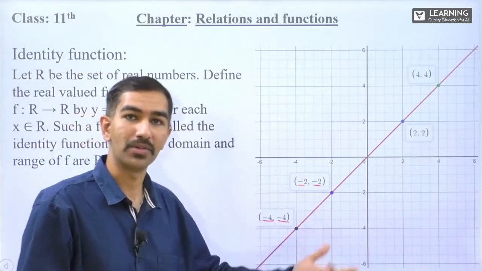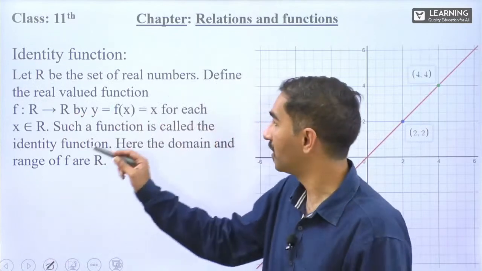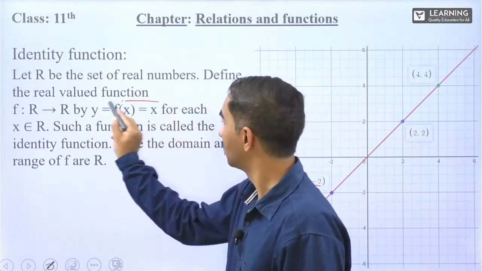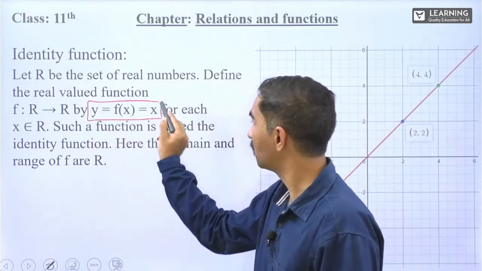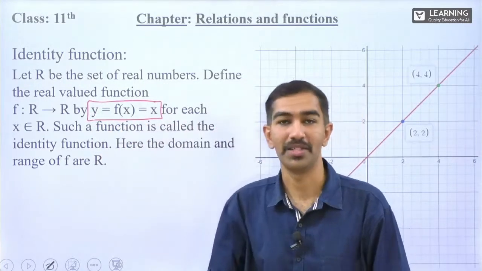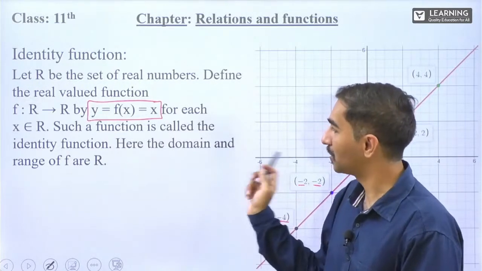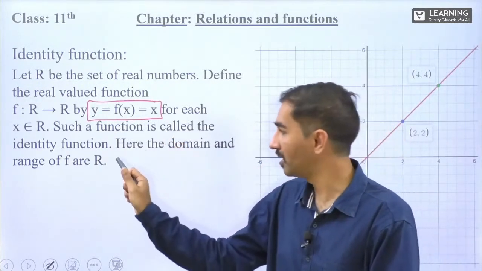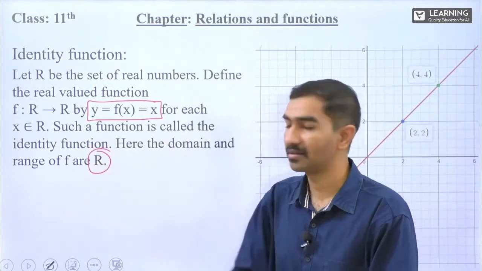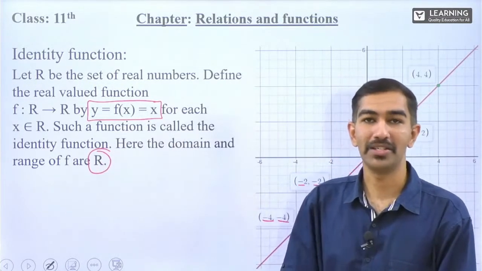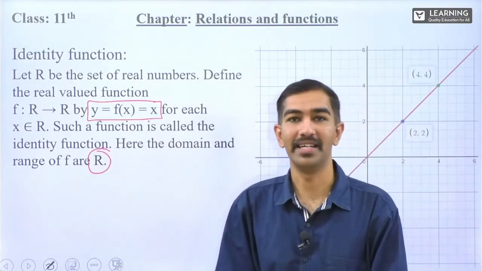Function and its graph. So what is the function here, students? The function here is defined like this. This is how the function is defined: y is equal to f of x is equal to x, which is nothing but called as what? Identity function. And this is its graph. So here the domain and range of the function are what? The set of real numbers. Understood. So this is the very first type of function, called the identity function.